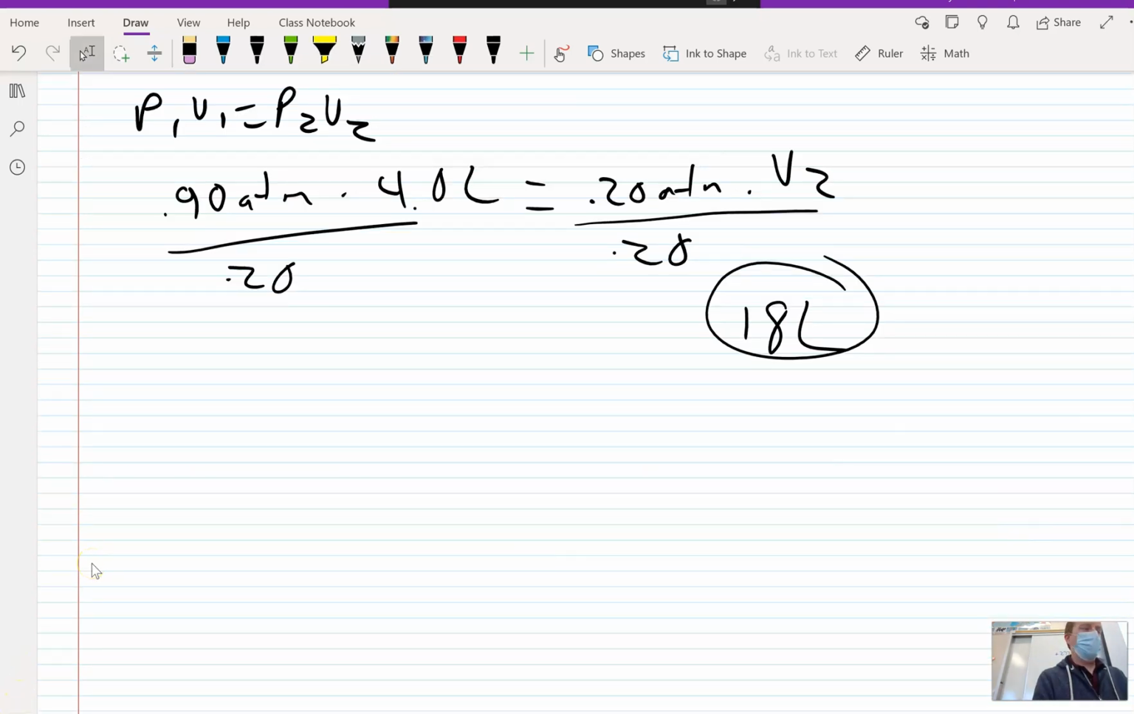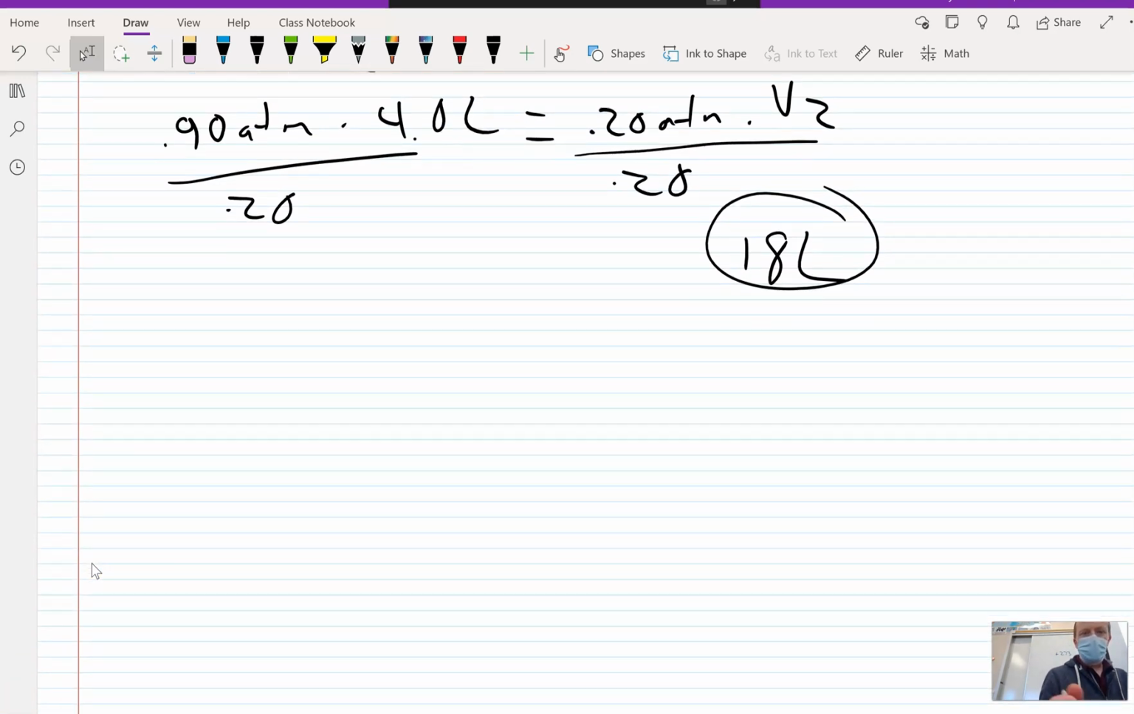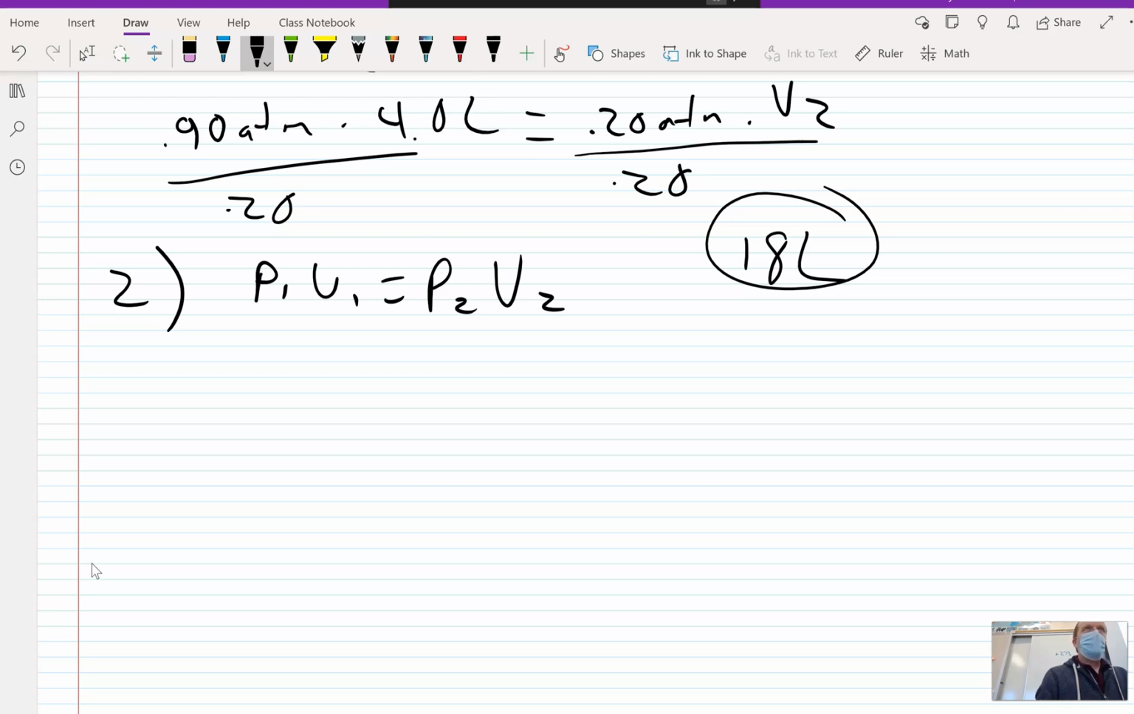Some of these that I want to talk about. So starting with number 2. This is number 2 on page 4 of the mixed gas law practice handed out in class. So this is also a Boyle's law problem and very similar to number 1, but there is an issue because it gives 2 different units. That's not going to work.